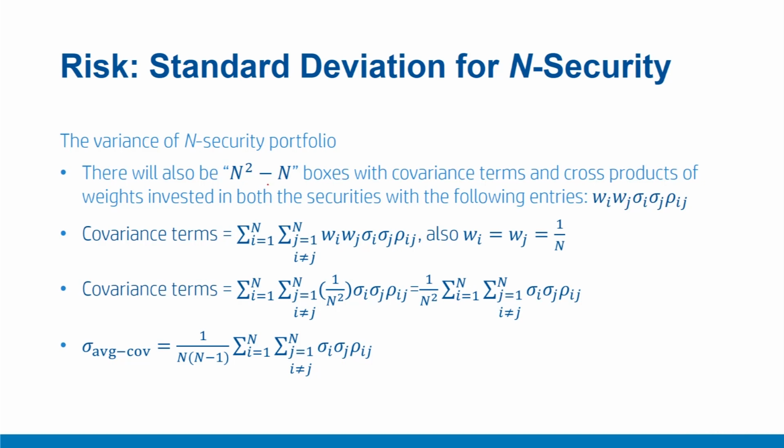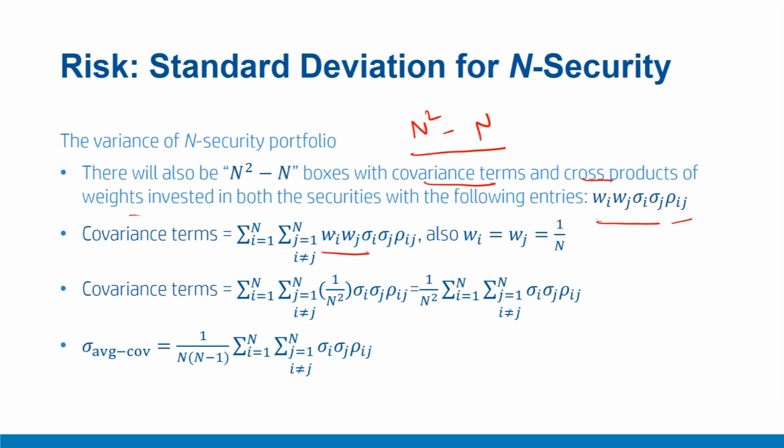Now let us focus on the off diagonal boxes. As we noticed, there are a total of n square boxes and n are the diagonal boxes, so we are left with n square minus n off diagonal boxes, which include covariance terms or the cross products of securities, including the weights invested in these securities. The resulting term, we have already seen this, will appear something like Wi Wj sigma i sigma j into rho ij. So these are our off diagonal terms. Now the overall multiplication will appear something like this.